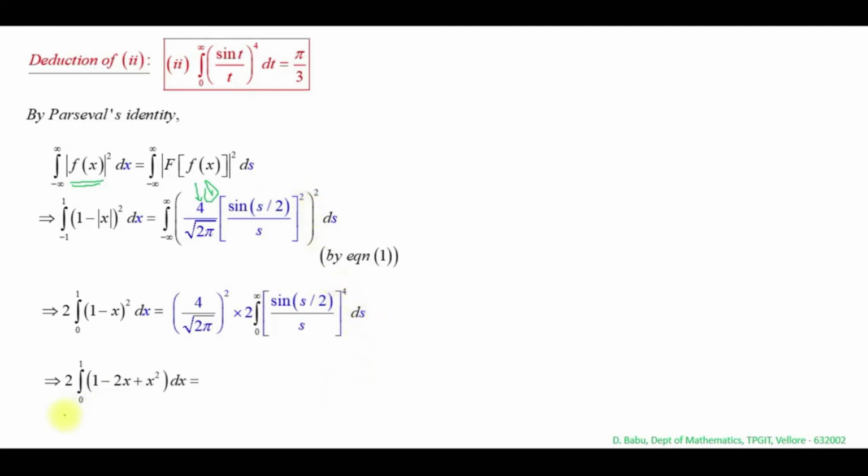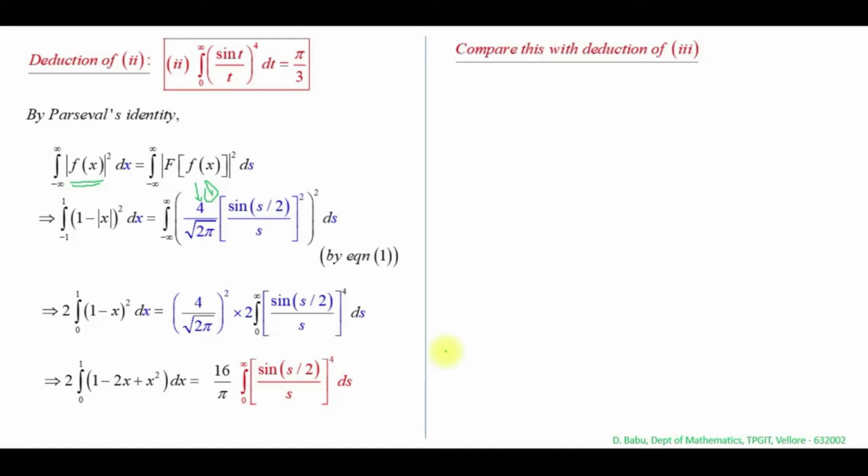So this implies 2 into 0 to 1, using the a minus b whole square formula, a square minus 2ab plus b square, into dx. So 4 square is 16, square root of 2 pi whole square is 2 pi, and 2 gets cancelled, which is 5, 0 to infinity sin s by 2 divided by s whole power 4 into ds. Compare this with deduction 3.